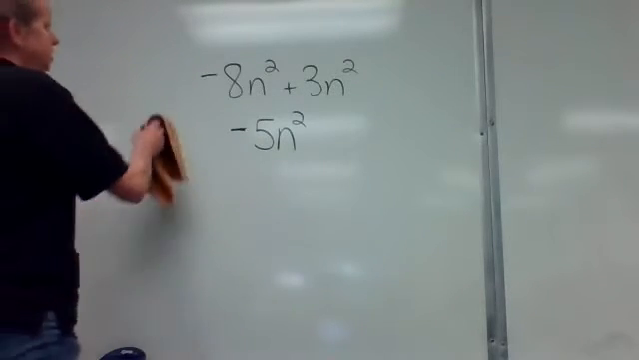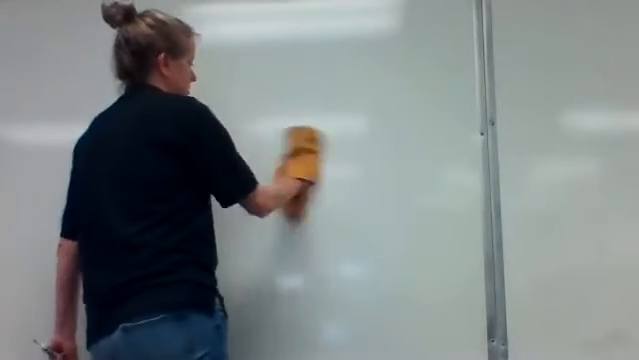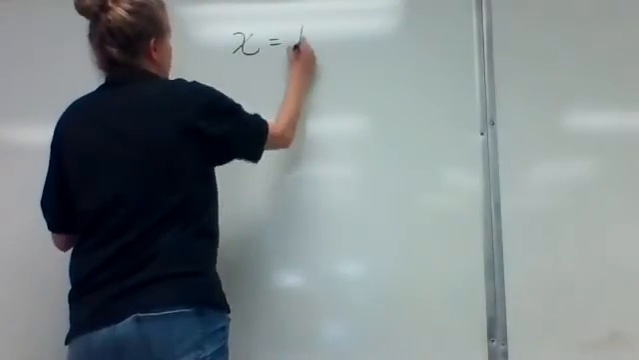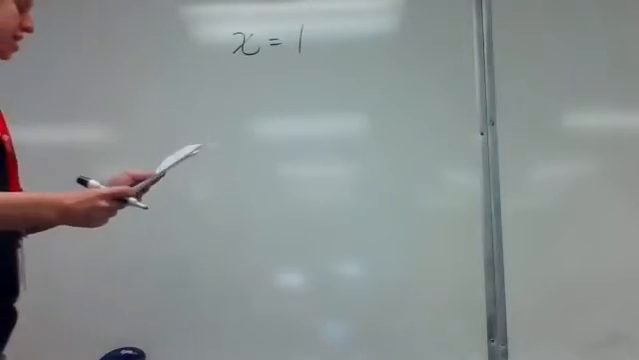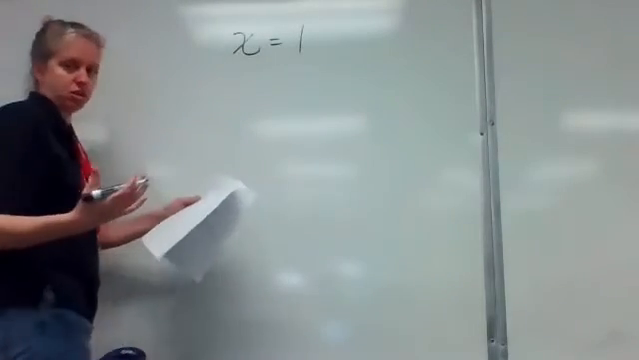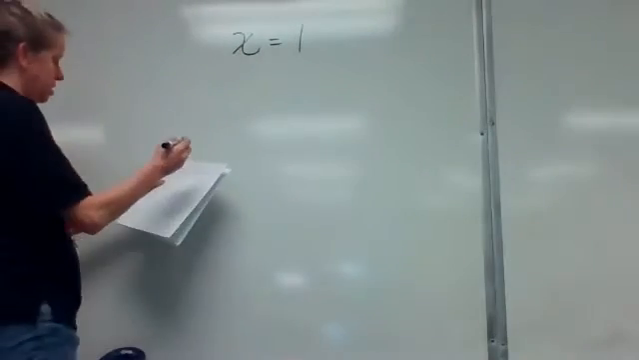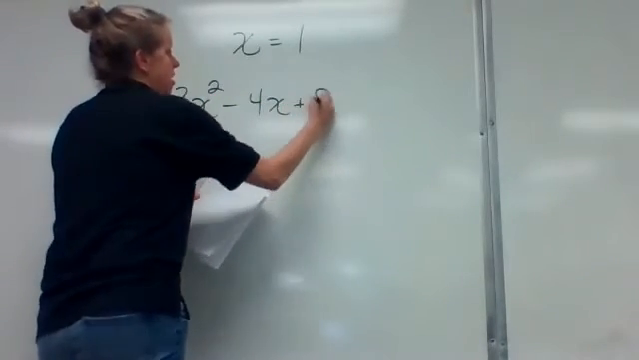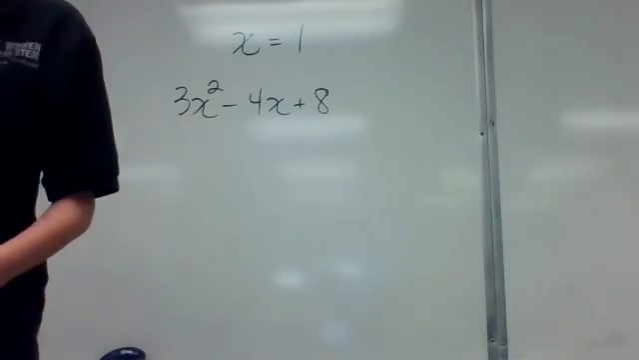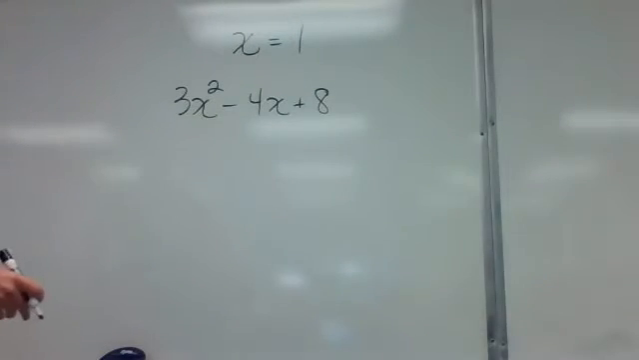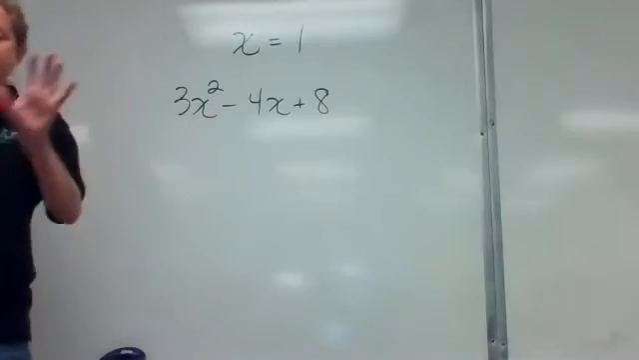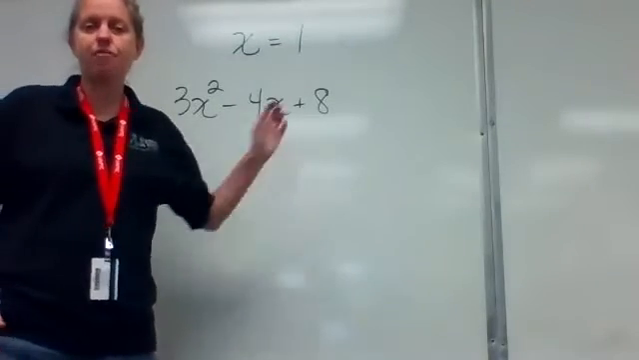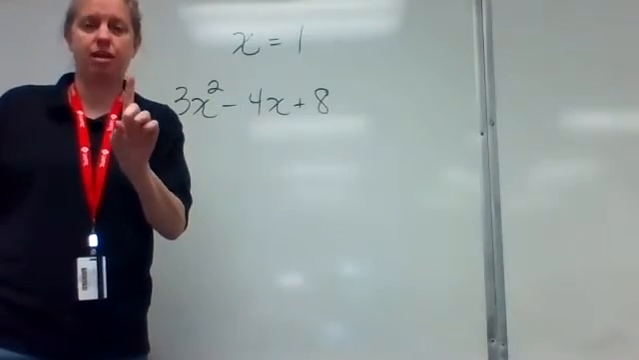Right, number 7. Says evaluate the polynomial for x equals 1. So x equals 1, and here's the polynomial. And polynomial is just a fancy way to say the group of terms. So you've got 3x squared minus 4x plus 8. So I'm going to evaluate this for x equals 1. What that means to do is you go to this group of terms here, and everywhere you see an x, you're going to replace it with a 1.